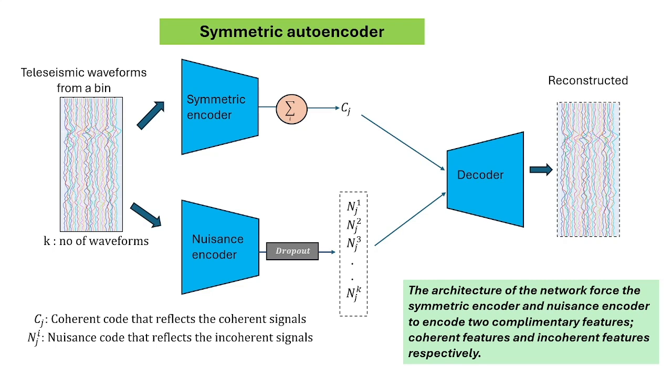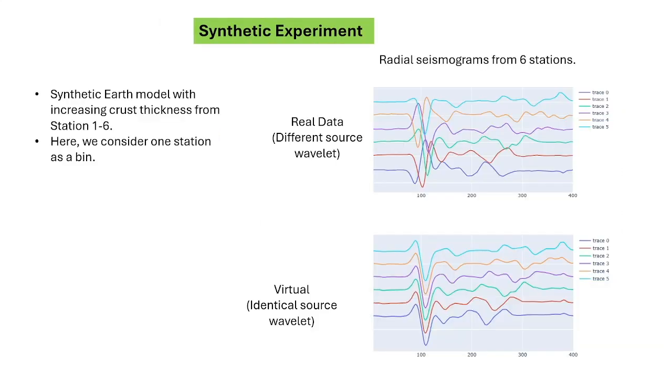So this is a typical symmetric autoencoder that we will be using. Basically there are two encoders and one decoder. The symmetric encoder encodes the coherent signal, and the nuisance encoder encodes the incoherent signal that varies across the waveform. This is a synthetic experiment that shows the clean virtual data compared to the generated synthetic seismogram.